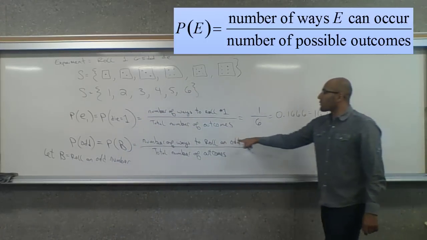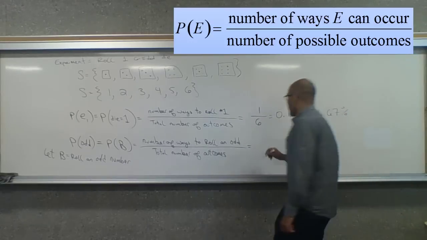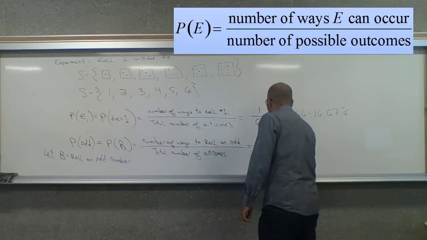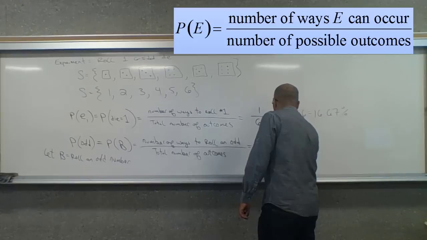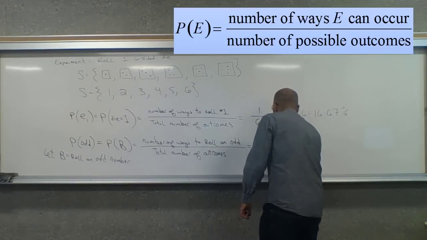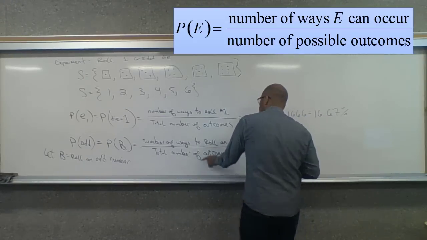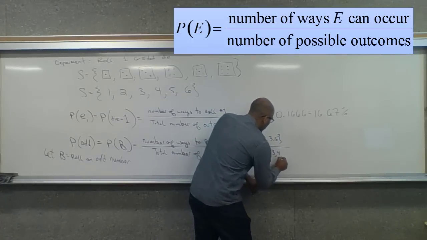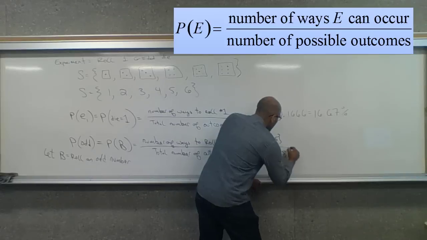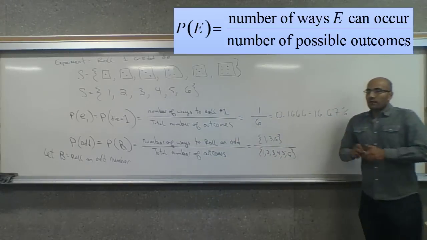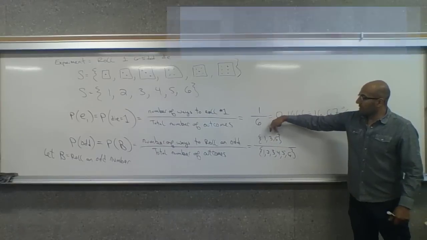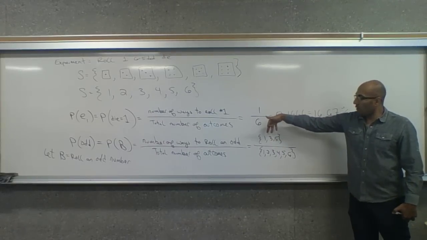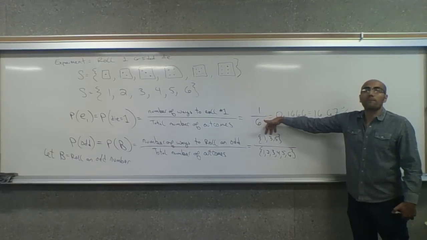Okay, so the total number of ways to roll an odd number, well now we have different possibilities. We can either roll a 1, or a 3, or a 5. So I wrote them all down. And the total number of possible outcomes are 1, 2, 3, 4, 5, and 6. So I want the number of ways. I've actually written down the results, but I don't want the results, I want the number of ways.